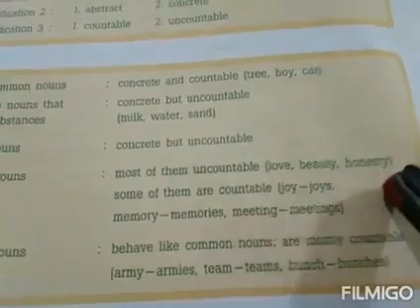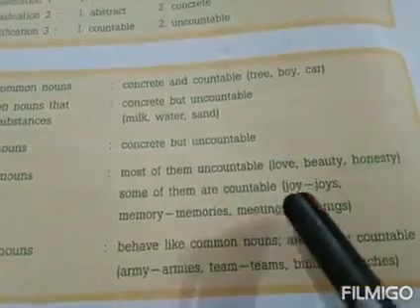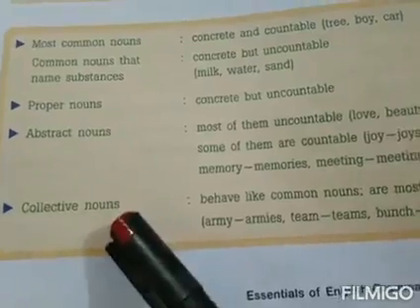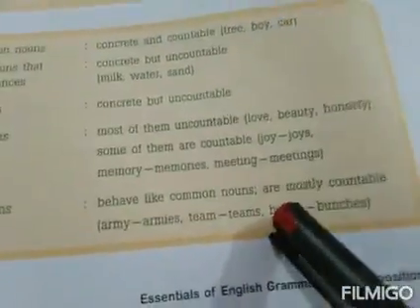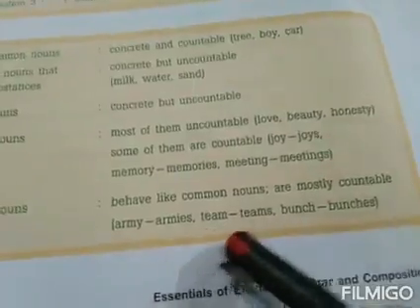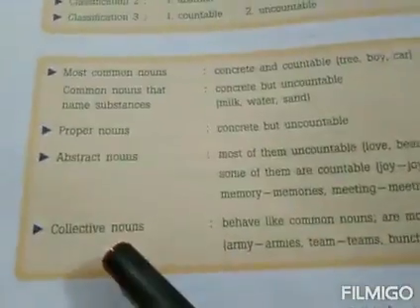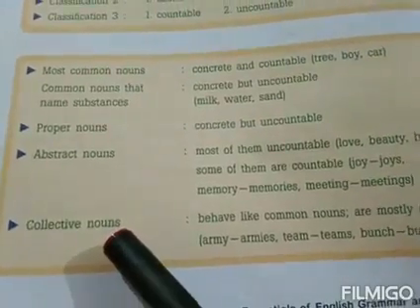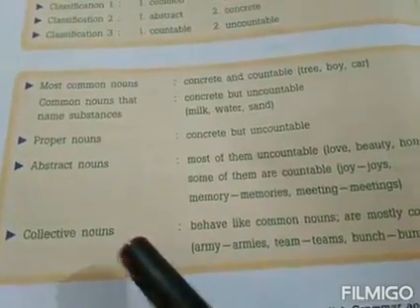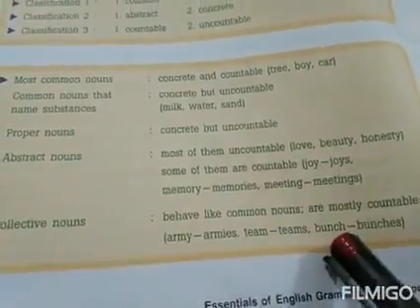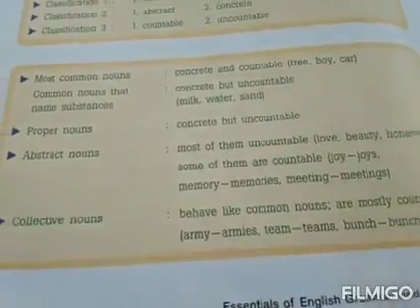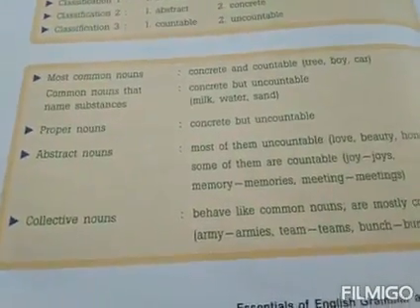For example, love, beauty, honesty. Some of them are countable. For example, joy, joys, memory, memories, meeting, meetings. Some of them you can count. Now, collective nouns behave like common nouns, are mostly countable. For example, army, armies, team, teams, bunch, bunches. Here, a collective noun is a single word used for a group of nouns that we did. So we can write it as plural. Collective nouns, we can write as plurals. Examples as given, bunch or bunches, right? Army, armies. That way we can count them. We can write them in plural form also.